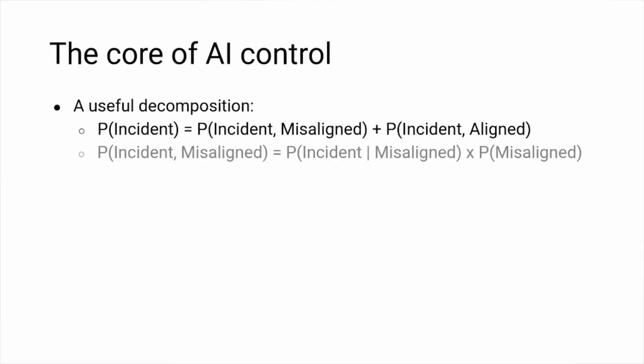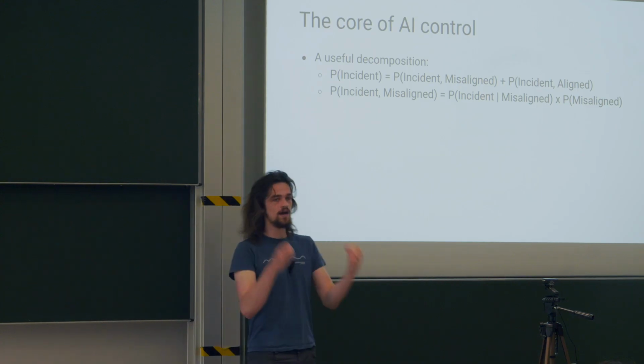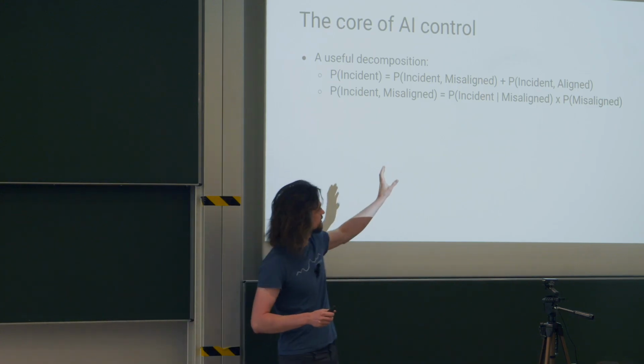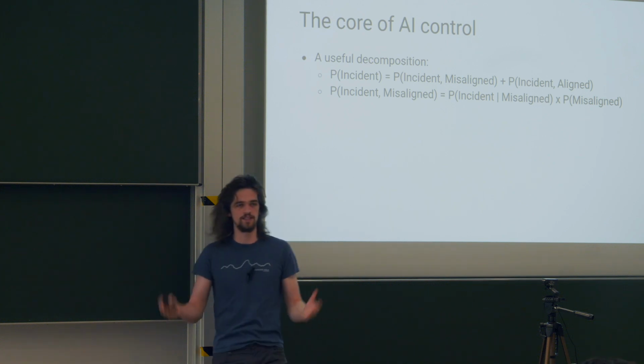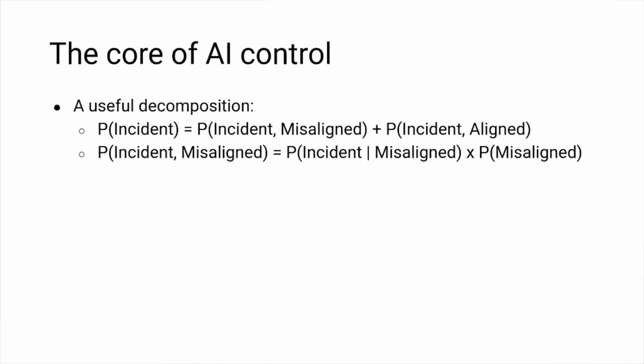intentionally causing harm. This intentional harm can be decomposed into the probability you get an incident given that the model is misaligned, times the probability that the model itself is misaligned. AI alignment research is really trying to reduce this second term, the probability of misalignment. Sometimes words like scheming are used here instead of misalignment.